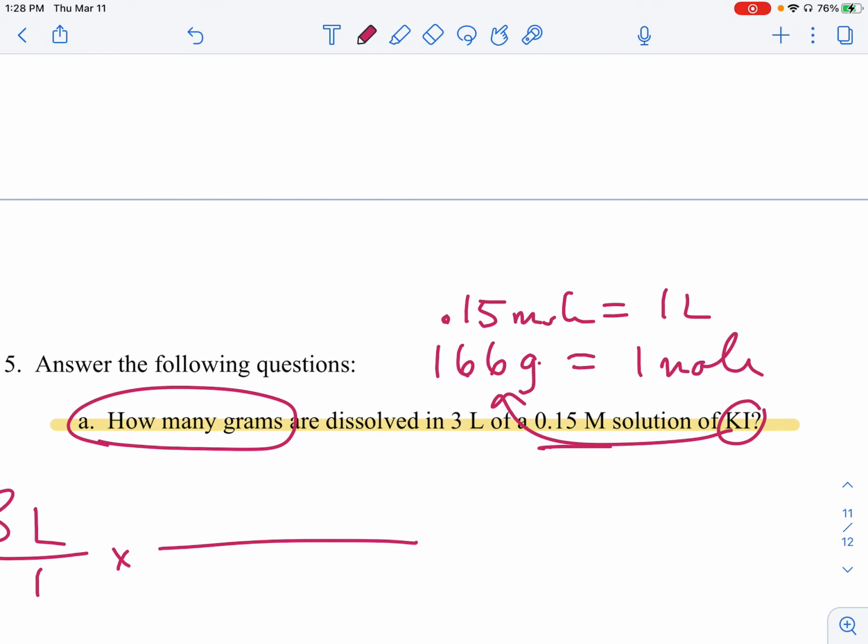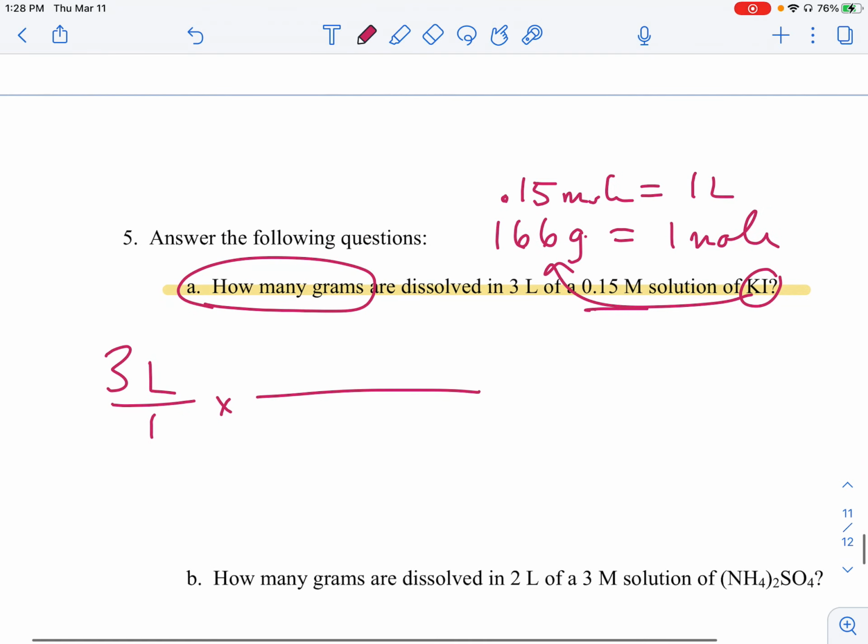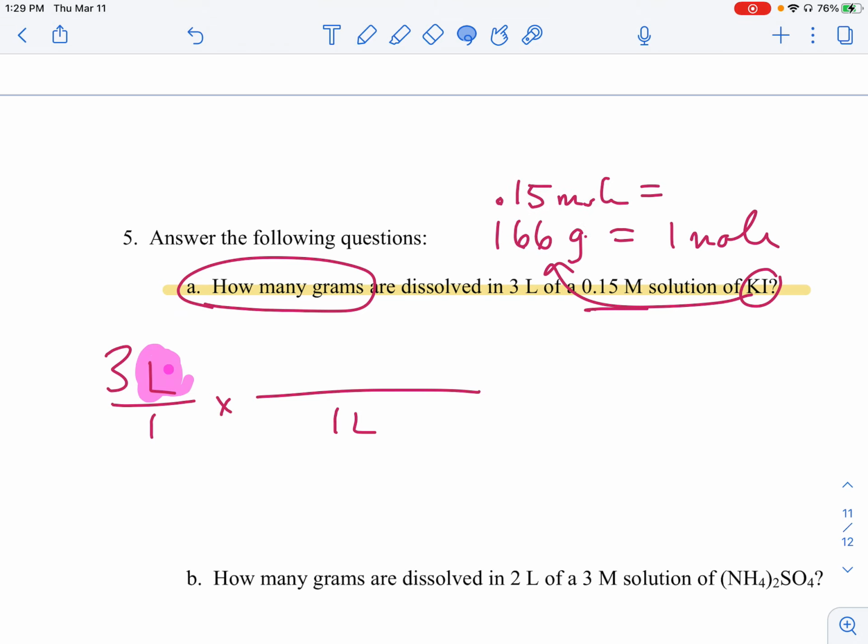All right, so I'll go through. I kind of like using this method, so I know that I'm using everything. So I need to cancel liters, and the only place I have liters is right here. So I'm going to take my liters and cancel it. I have to take its partner with, and it goes on top.